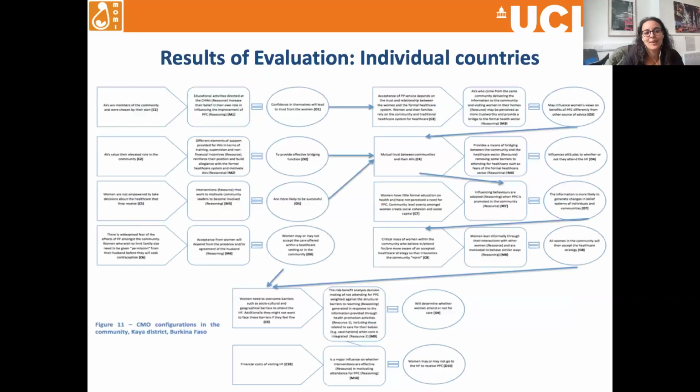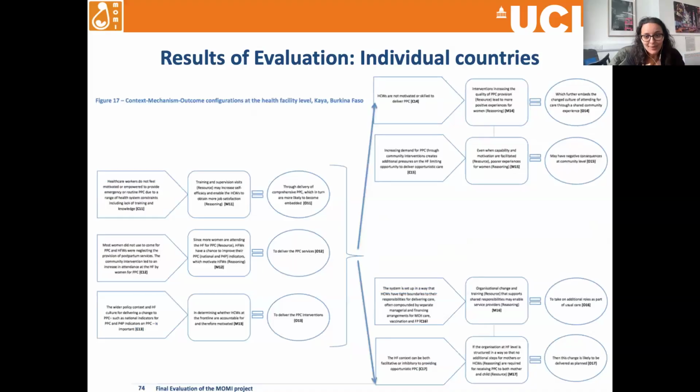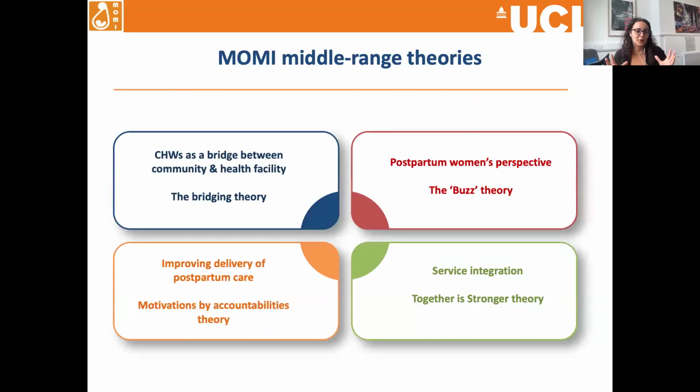So here are some examples of our final CMOs. That was in Burkina Faso. How we had split it up into 4 types of CMOs, it turns out that in real life it was only 2: 1 for the community side and 1 for the health facility. After we did the comparison between the countries, we were able to come up with those 4 mid-range theories.